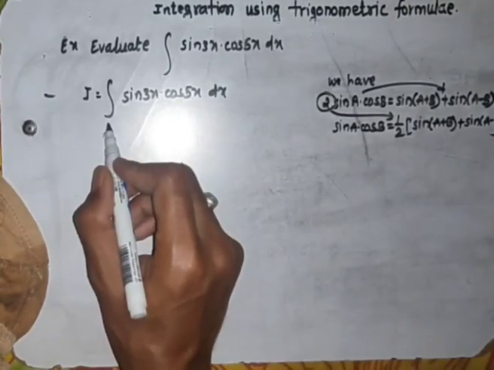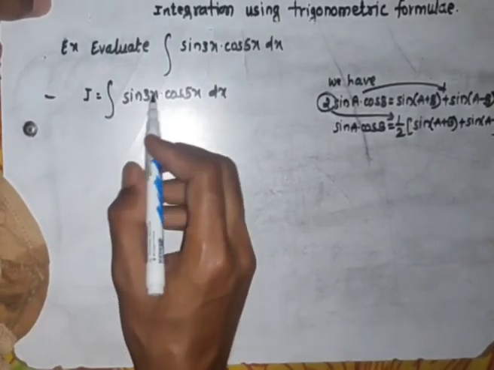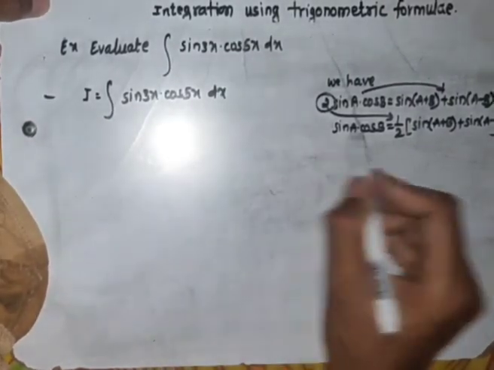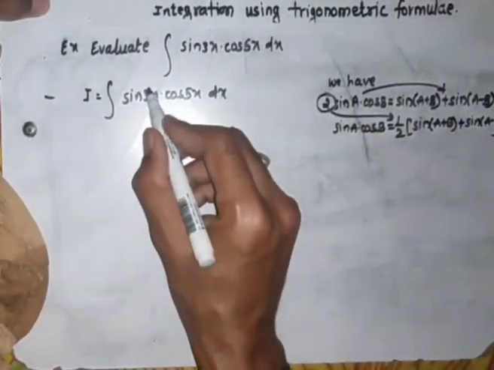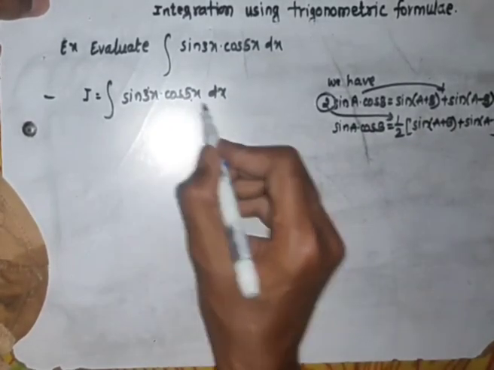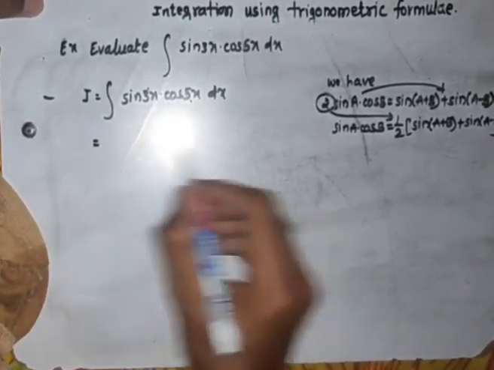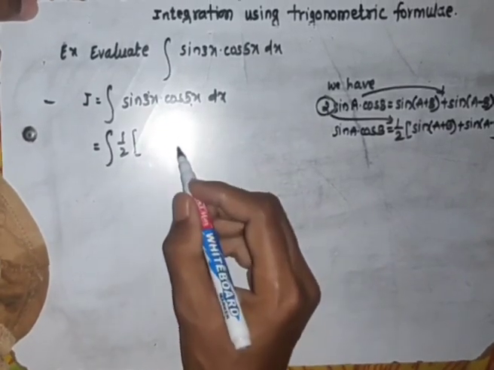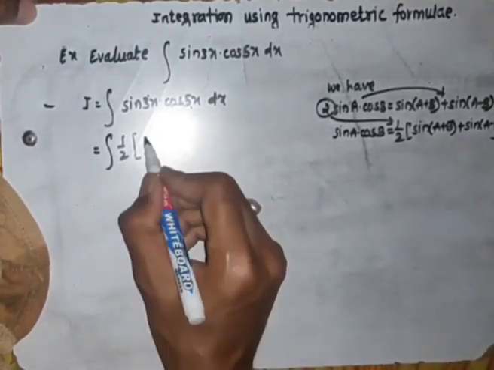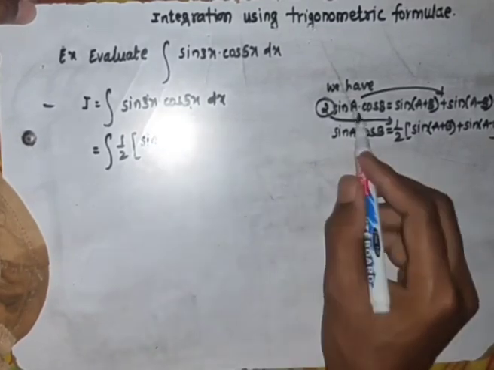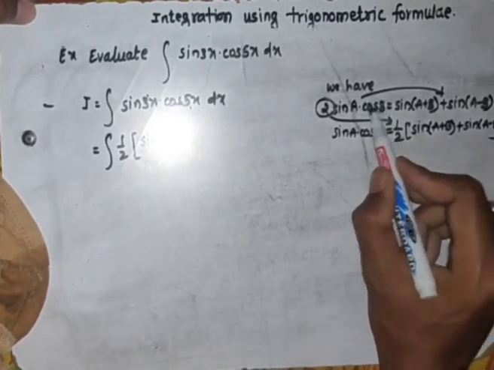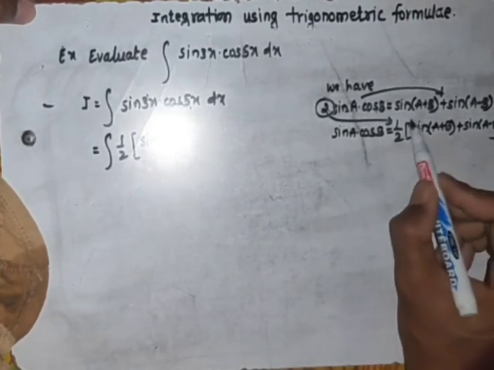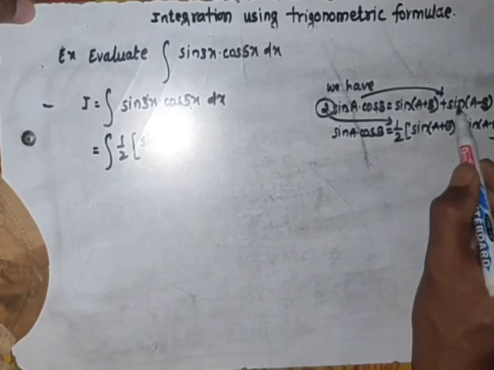Then we can write this sine 3x into cos 5x. Remember, what is a here? A is 3x. What is b? B is 5x. So can I write here 1 by 2 in bracket, what is here? Sine (a plus b). This formula you have to learn. What is 2 sine a into cos b? This is sine (a plus b) plus sine (a minus b).